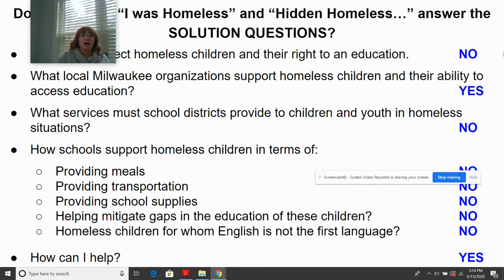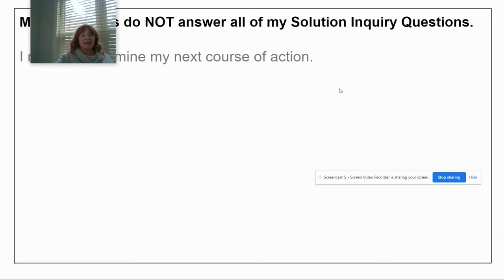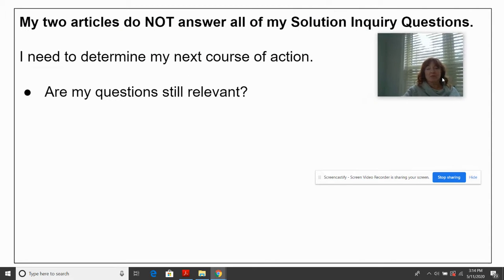Did I find out anything about how we are mitigating the gaps of education for these kids? I did not. Did I learn about how we're specifically supporting children for whom English is not their first language? No. Did I learn a little bit about how I can help? Yeah, I learned a little bit about that. But I answered no to the vast majority of these solution questions that I generated 3 weeks ago. So now that begs the question, what's my next step? What is my next course of action?